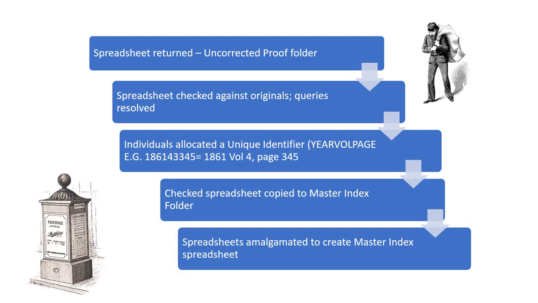That means that we'll know if a John Smith who retired in 1861 is the same or different to a John Smith who retired in 1871, and that's important. Once that's been done, the check spreadsheet with the unique identifier goes into another folder which has got the master index, and then we amalgamate each of the spreadsheets together to create a single master index spreadsheet, which eventually will have all the pensioners entered, and that is what goes to the Postal Museum and will be a guide to their pension records.